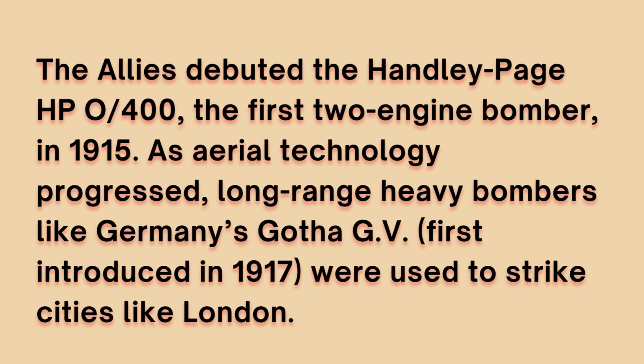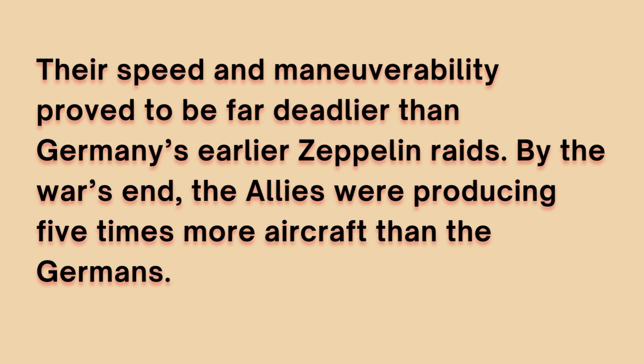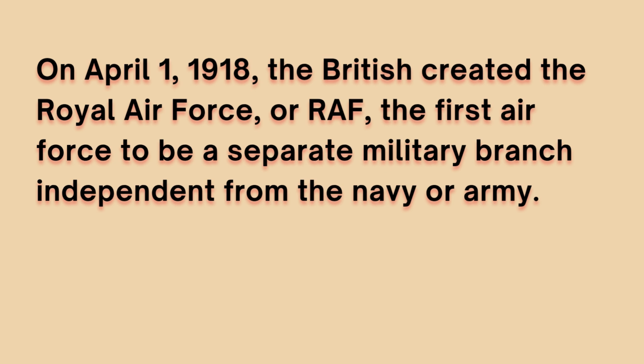As aerial technology progressed, long-range heavy bombers like Germany's Gotha GV, first introduced in 1917, were used to strike cities like London. Their speed and maneuverability proved to be far deadlier than Germany's earlier Zeppelin raids. By the war's end, the Allies were producing 5 times more aircraft than the Germans. On April 1, 1918, the British created the Royal Air Force, or RAF, the first air force to be a separate military branch independent from the Navy or Army.